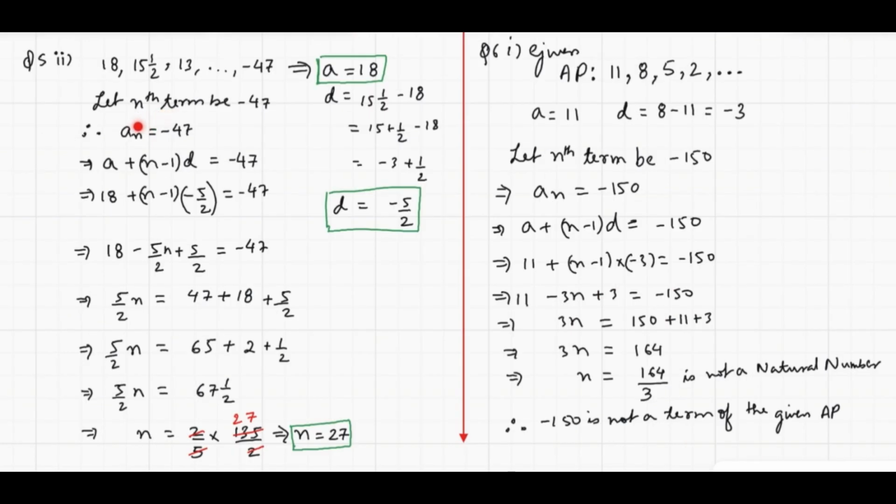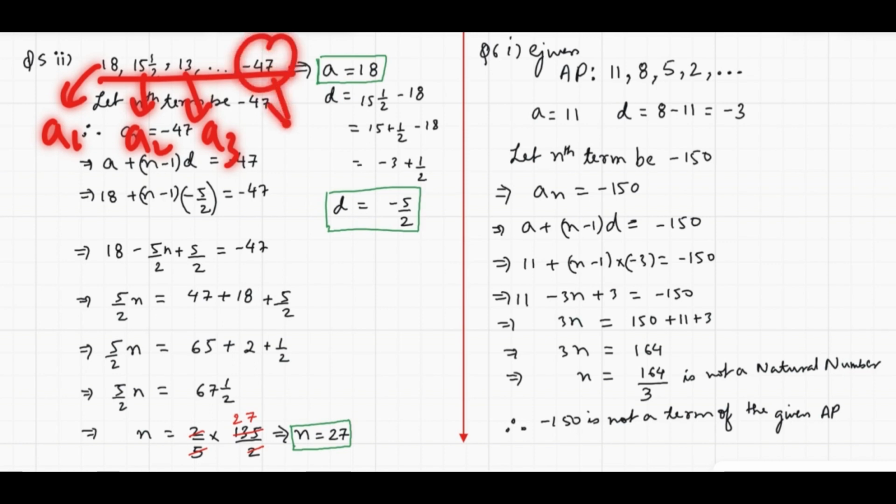So let us come to another question. It says an AP 18, 15 and a half, 13, and so on, minus 47. So this is an AP where 18 is the first term, 15 and a half is the second term, and 13 is the third term. The question asks which term is equal to minus 47. So we don't know actually which term it is, and that is what we have to find.